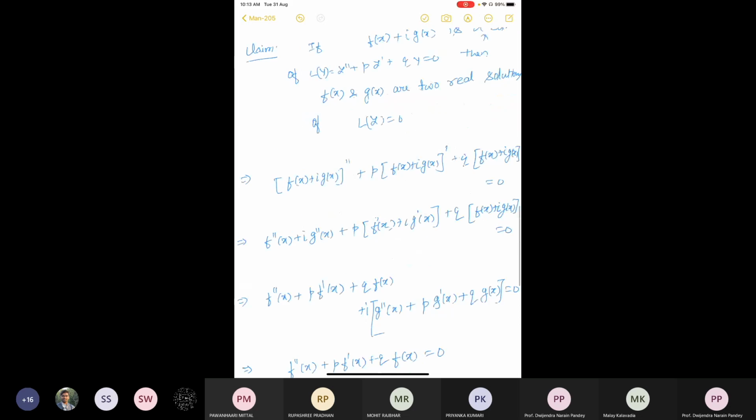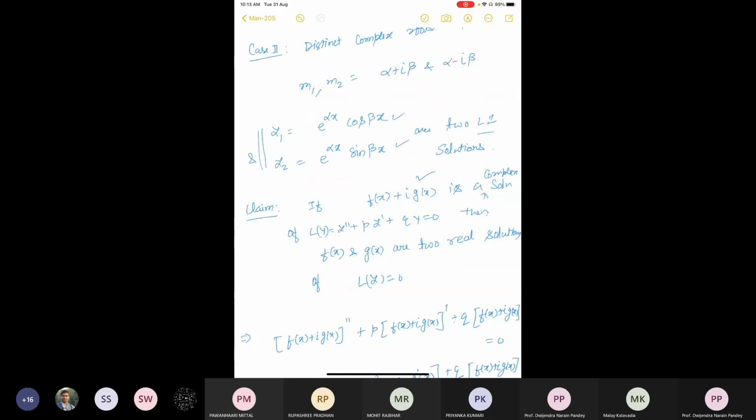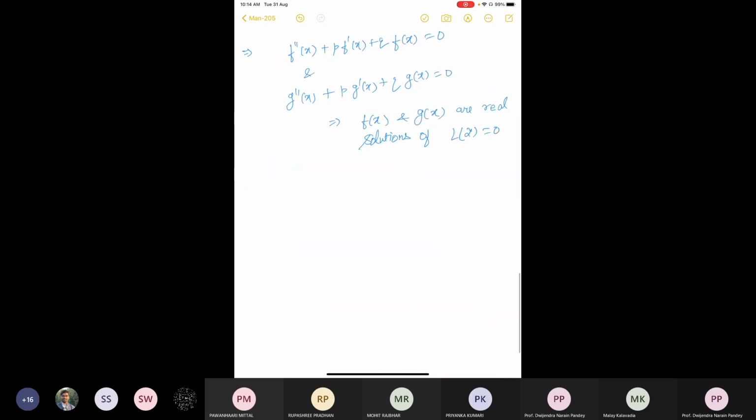Now, next thing. Corresponding to this alpha + i beta, the solution is e^(alpha x) (cos(beta x) + i sin(beta x)), right? This is a solution corresponding to this. So it means that the real part, e^(alpha x) cos(beta x), and the imaginary part, e^(alpha x) sin(beta x), are also two real solutions. The only thing I want to prove is that they are linearly independent solutions, right? So how can we prove that these are linearly independent?